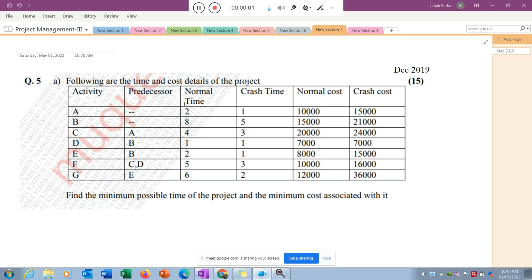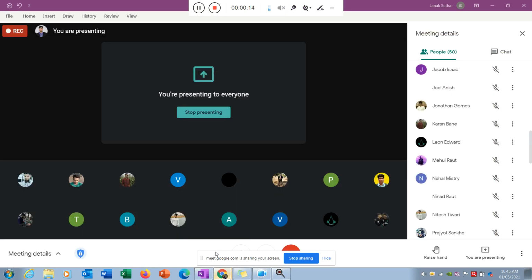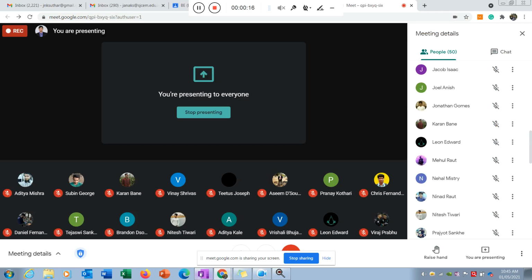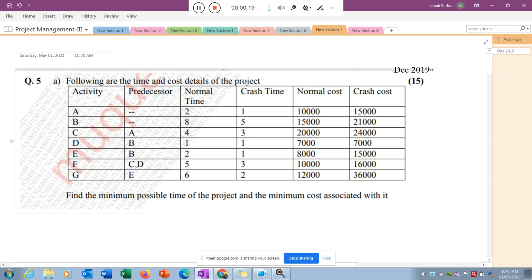Okay, and here again, the question is like that: there is one project, and some activities are going on, like A, B, C, D, E, F, G. If we combine all these activities, that is nothing but the one project. Okay, so now related to each activity, the predecessor relationship is given.